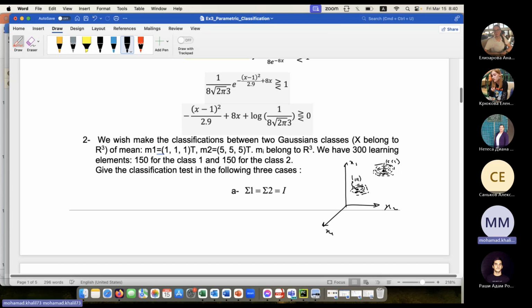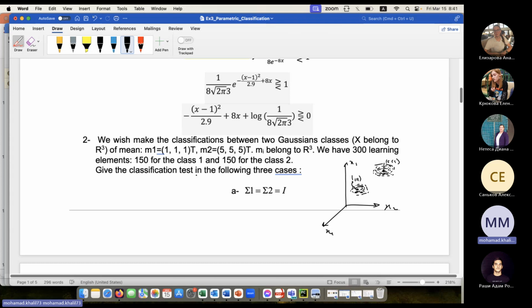We have 300 samples in class 1. In general, we have 300 in total, 150 here and 150 there. So for the classification, we have two classes, and P(omega 1) and P(omega 2) are equal to a half. Every P(omega i) equals a half. Give the classification test in the following three cases.